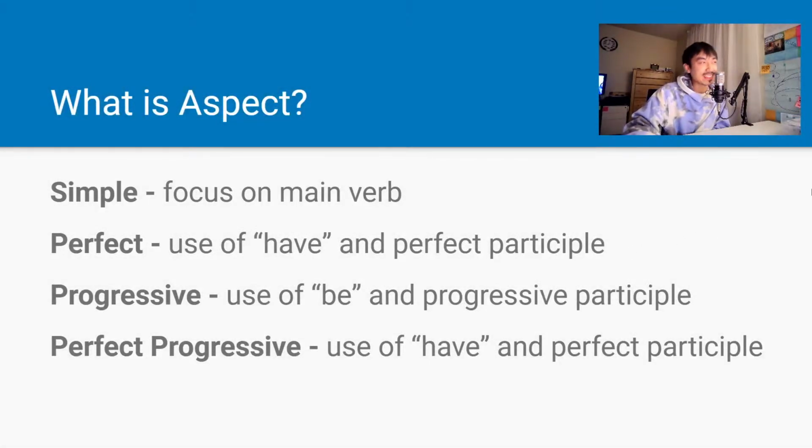So, what is aspect? There are four types of aspect: simple, perfect, progressive, and perfect progressive. But for the main part, it'll just be the first three. Those are the only ones you really need to know right now. So, simple focuses on the main verb. Perfect uses have and the perfect participle. Progressive uses be and the progressive participle. And perfect progressive uses have and the perfect participle. So the difference in perfect progressive and progressive is that perfect progressive uses have instead of be.